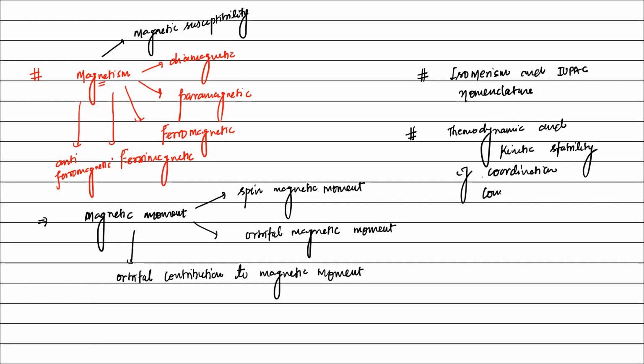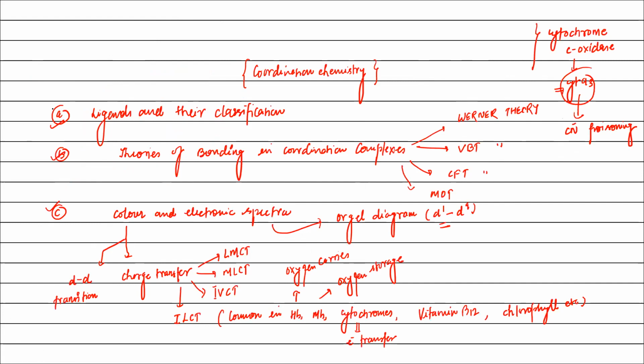It means coordination chemistry is the major topic of inorganic, right? These are the topics that we have to study in coordination chemistry. So today I'm going to start with ligands and their classification. Before explaining ligands and their classification, I would like to tell you the basics of coordination chemistry: what are coordination complexes, and how will you differentiate between a normal complex and a coordination complex.